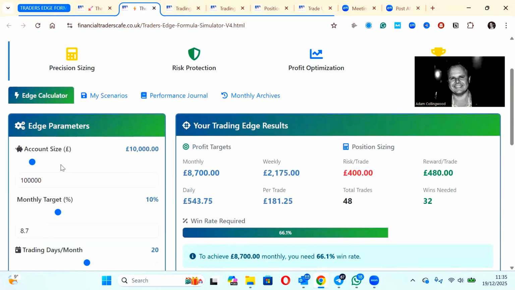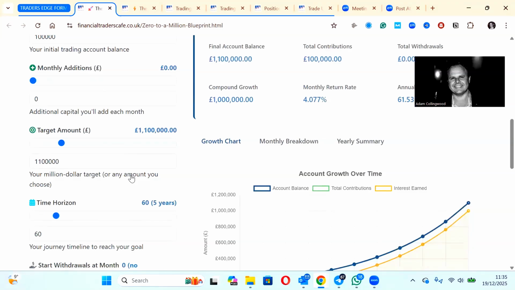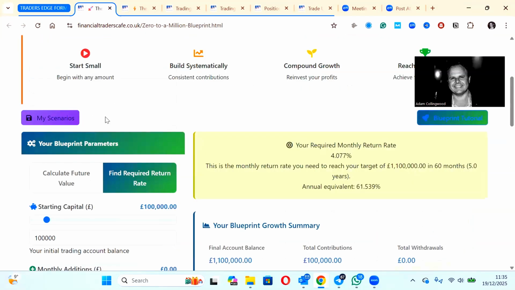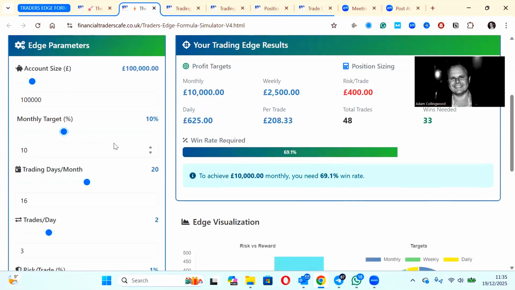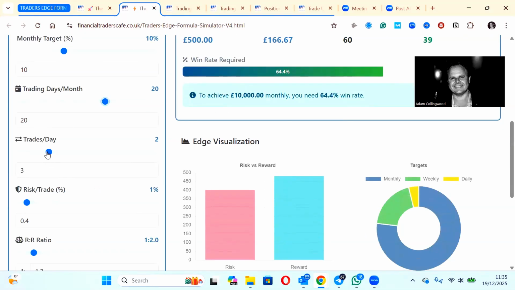So now that you know the numbers in here, you've got an idea as to how much you need to make every month. So you're going to be doing it methodically. Let's just start at 100,000, and we'll say you want to pass a prop firm challenge, 10%, and you need to know how many days you're going to trade for. So let's say it's 20, and you're going to do 2 trades a day.